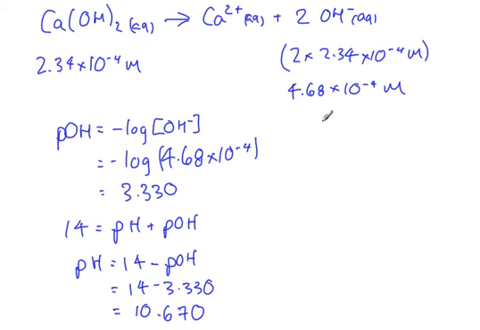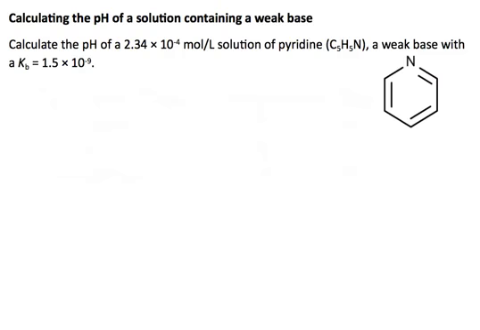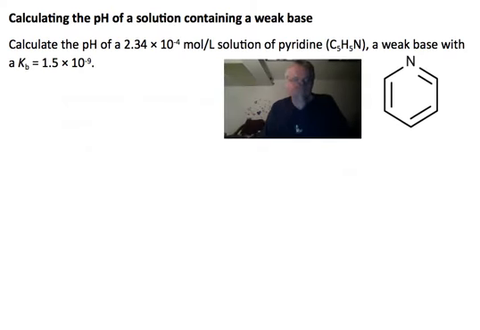So strong base dissociation yields our known concentration of hydroxide, and we can proceed from there to calculate pH. So pretty straightforward. Well, how about if it's a weak base? So here's a weak base dissociation. Calculate the pH of 2.34 times 10 to the minus 4 mole per liter pyridine. So same concentration of this basic solution, but it's a weak base. Pyridine is a weak base.